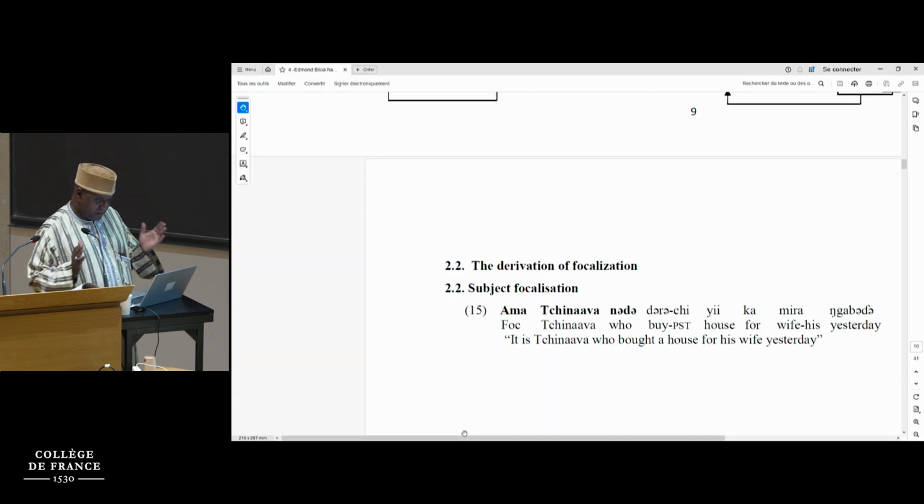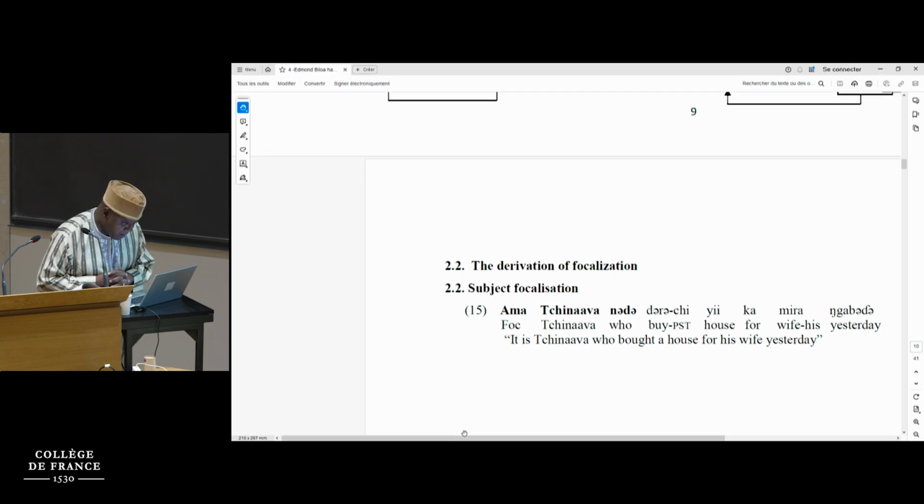Now let's talk about the derivation of focalization. We'll come back to verb movement later on.